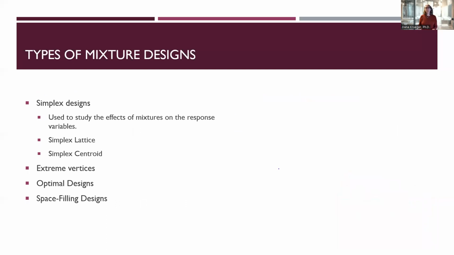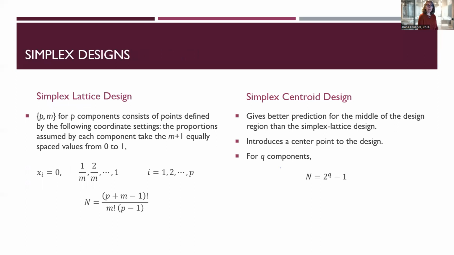There are several different types of mixture designs, and I want to give you a little bit of introduction to each of them because you might see these options in the software. And I'll show you in JMP kind of where these are displayed as options, but we'll talk about what they mean first. We'll start with simplex designs. We'll look at simplex lattice and simplex centroid. There's also extreme vertices, there's optimal designs and space filling designs. So those are the ones that we're going to talk about a little bit today.